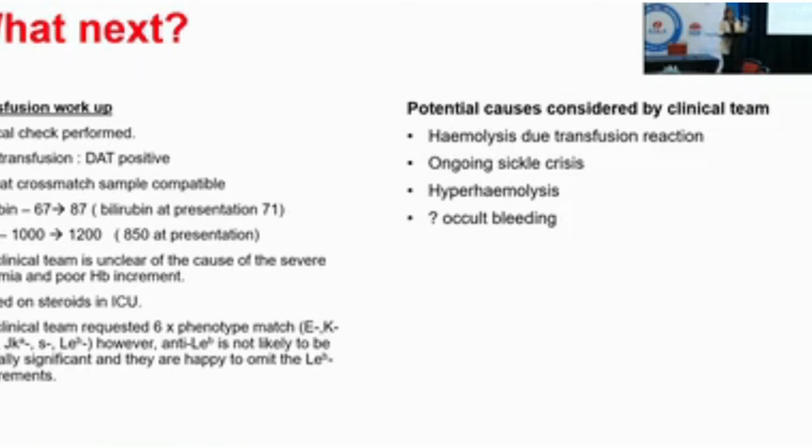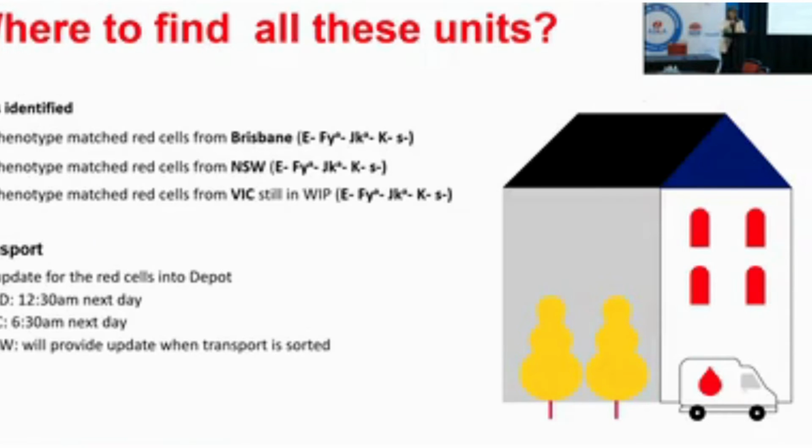Now, I just showed you a few slides back how rare those units are. So how did we manage that? So then we contacted all of Lifeblood. We did a national search. We could find 3 units in Brisbane, 3 units in New South Wales, 1 unit in Victoria.